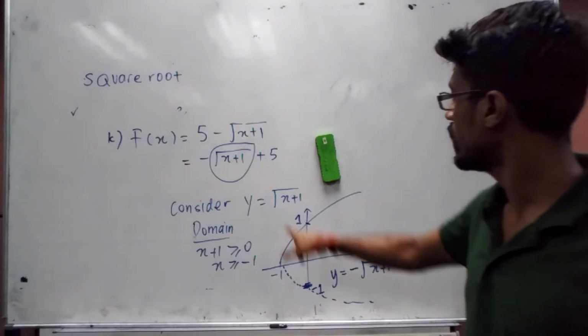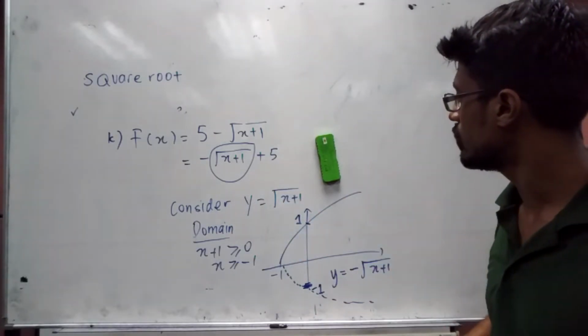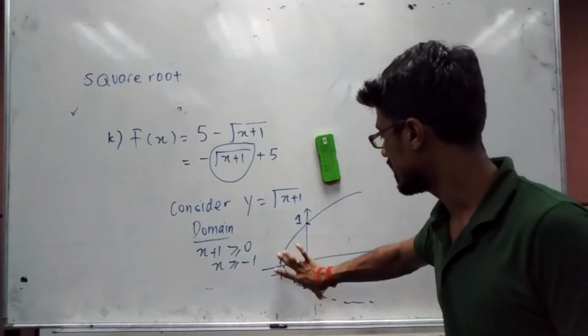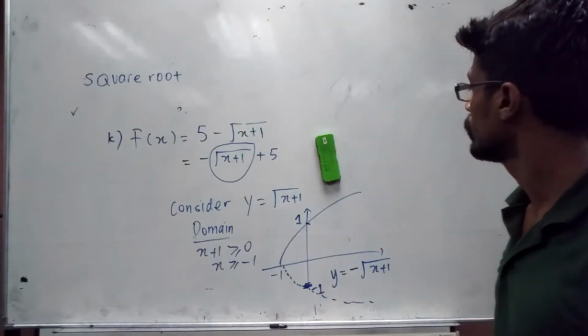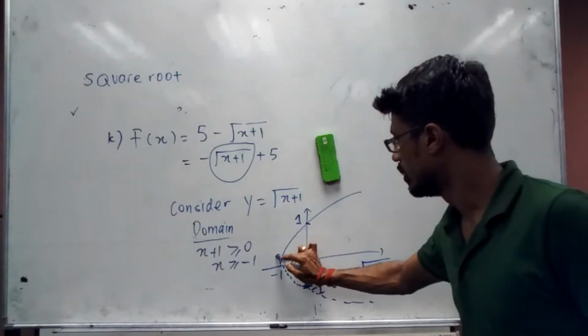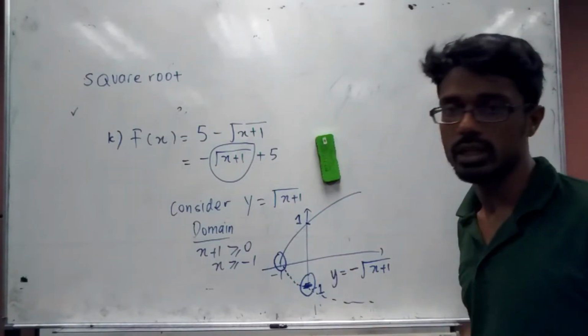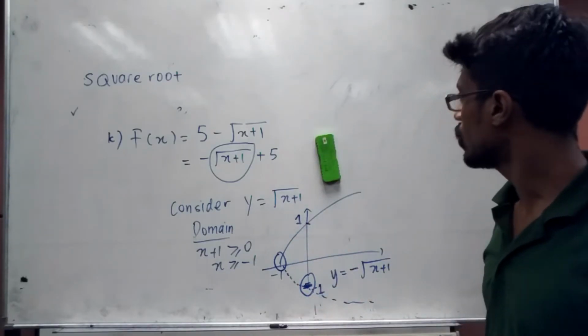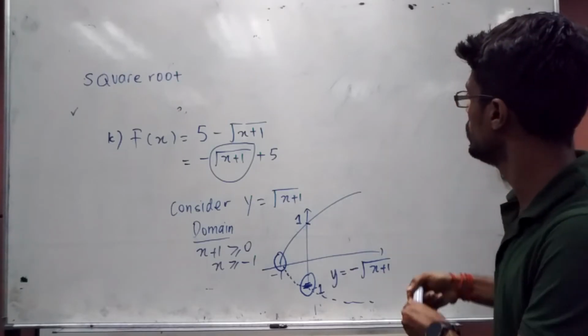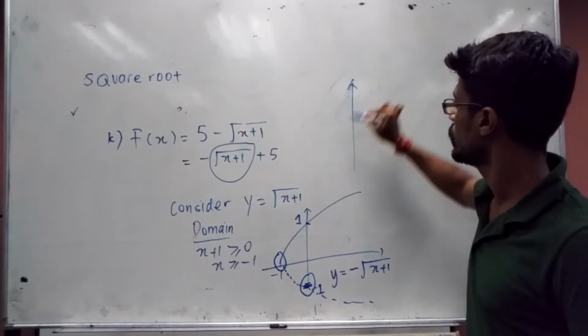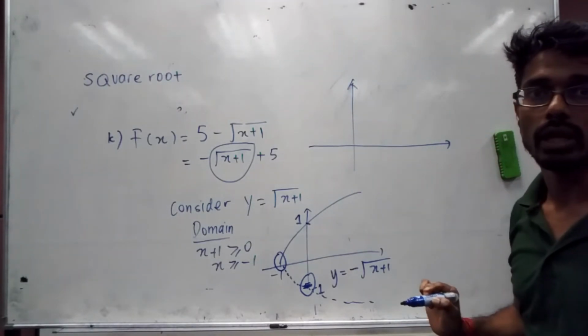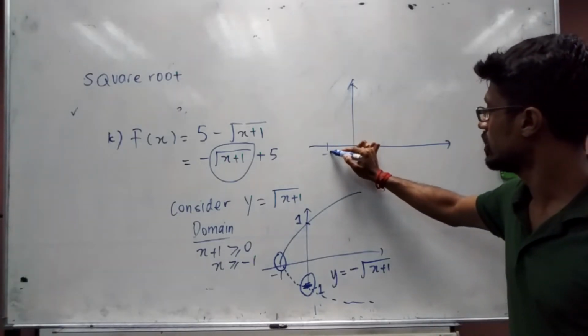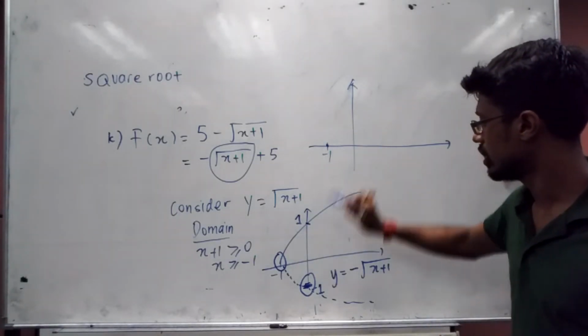And finally the plus 5. The plus 5 is just shifting the entire graph by 5 units. So I just need to pay attention to this point and this point here, because you are lifting it up by 5 units. So what I will do, maybe we draw it here. So your negative 1 is here, right? This is our original point, right?